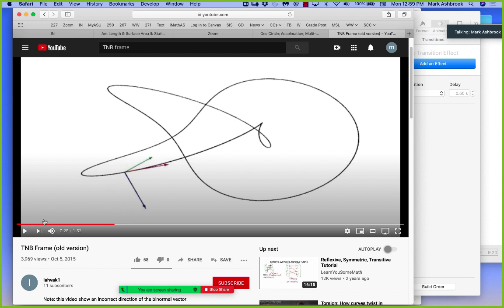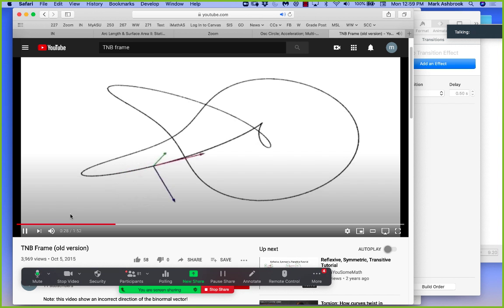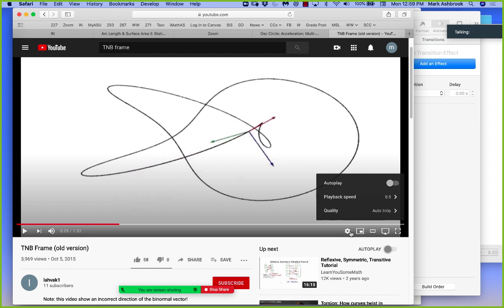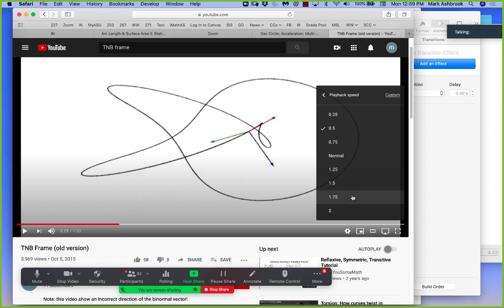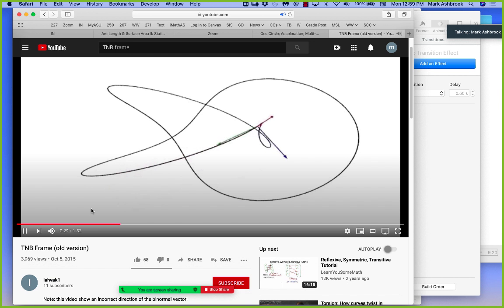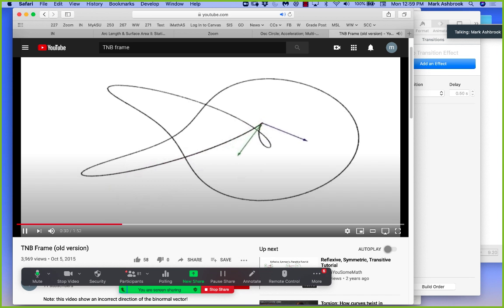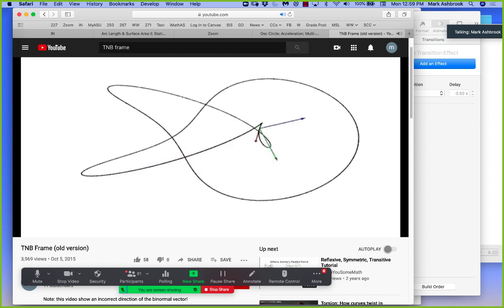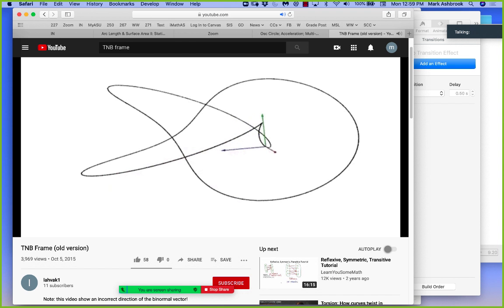So do you remember which one of these would be T? Let's slow this down here. Even more. There we go. So which one of these vectors would be T? Maybe you can see that they're red, blue, and green. Which one do you think? The red. He wants the red arrow. Others of you agree? This is a good view of it.